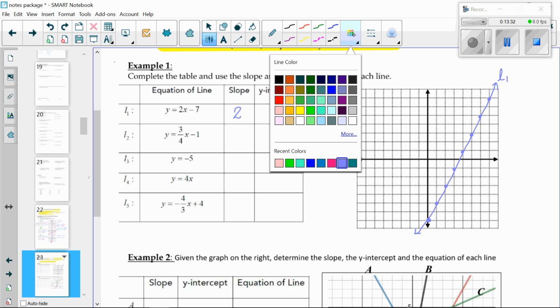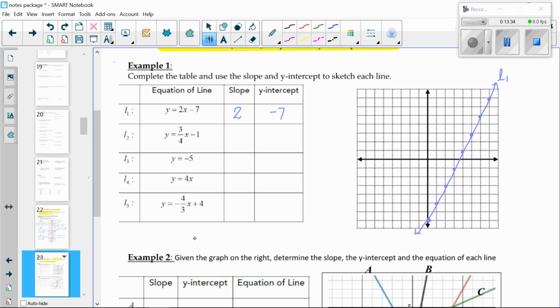Now, in pink, I am going to do L2. My slope is the coefficient on the x, so it's 3 over 4. My y-intercept is my constant, so it's -1. So I'm going to start by plotting -1, and I'm going to use my slope: up 3, 1, 2, 3, over 4, 1, 2, 3, 4. Up 3 over 4 again.